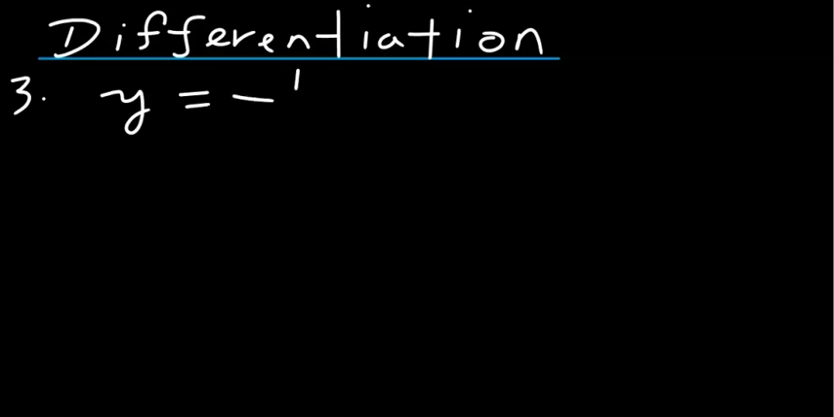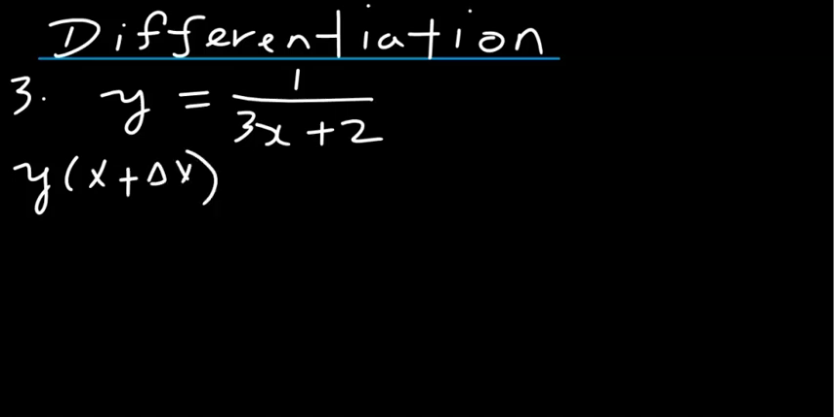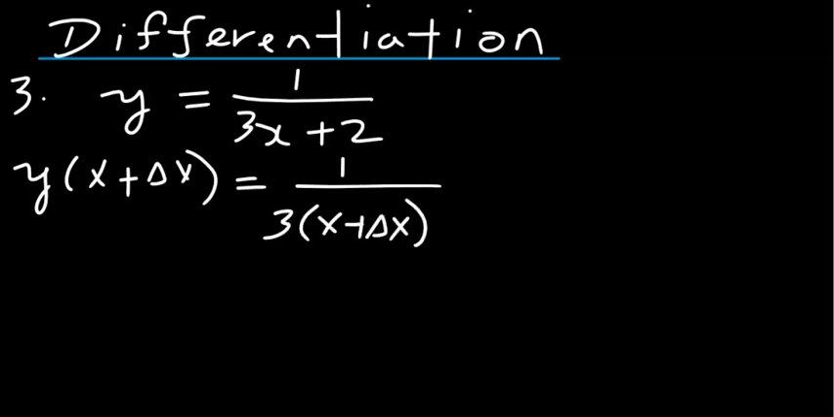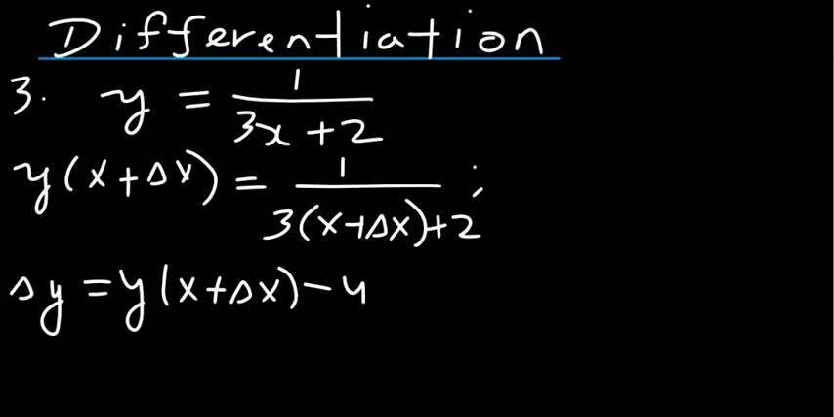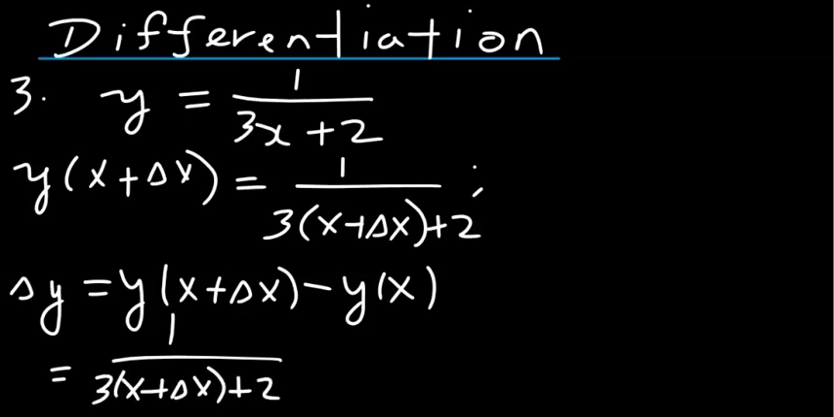Third example, what if y equals 1 over 3x plus 2? So here, y evaluated at x plus delta x is quite simply 1 over 3 times x plus delta x plus 2, whereas delta y is quite simply the difference between y evaluated at x plus delta x and y of x itself. So this is quite simply 1 over 3 times x plus delta x plus 2 minus 1 over 3x plus 2.